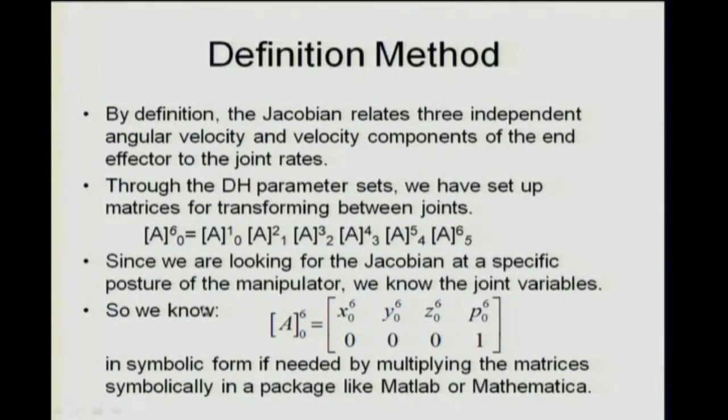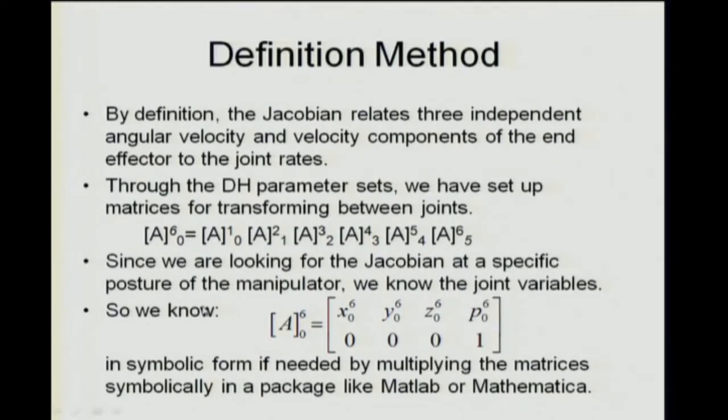So there are multiple ways of doing the Jacobian. We will first start with the definition method. So what is the definition method? You take the angular velocity and the linear velocity components of the end effector, and you write an equation which relates it to the joint rates.